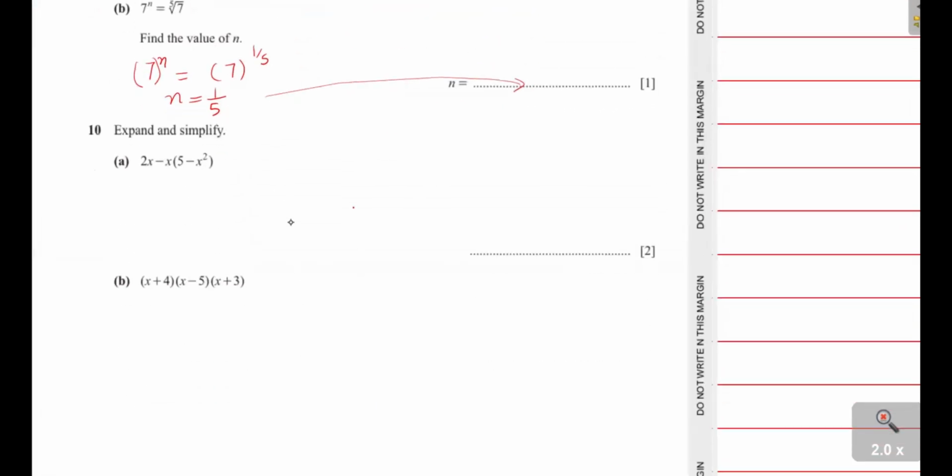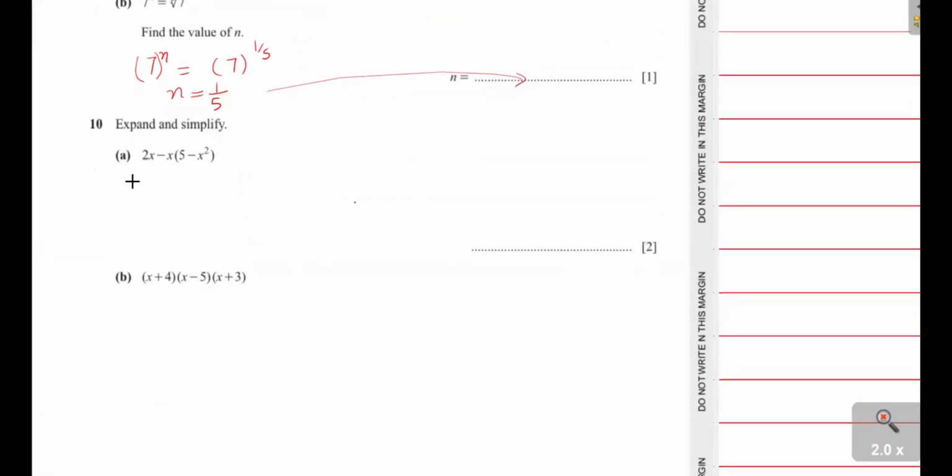Next question number 10, expand and simplify. Part A, 2x minus x into 5 minus x square. Now we will expand this expression. 2x we write as it is, and we will expand x into 5 minus x square. Therefore, we will multiply x into 5 and then x into x square.